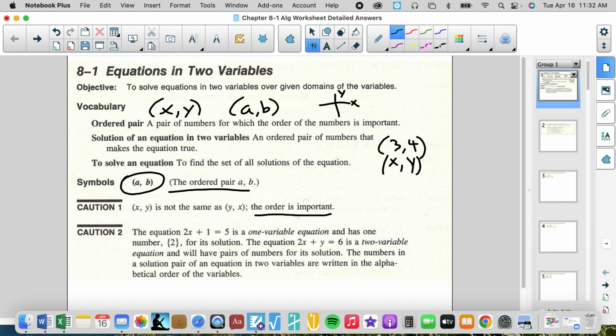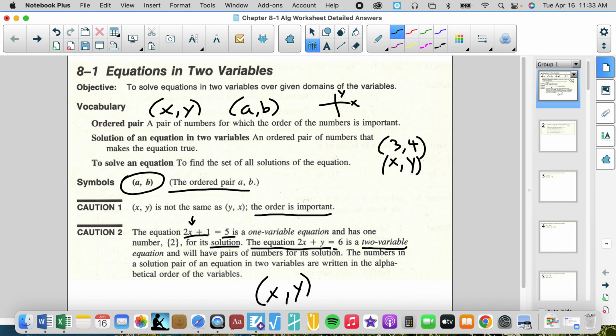And then caution number 2: the equation 2x plus 1 equals 5 is a one variable equation and has one number, 2, for its solution. 2 is the only value that goes in for x to make the left side equal to the right, which would be considered a solution. The equation 2x plus y equals 6 has two variables and will have lots of different solutions. The numbers of the solution pair of an equation in two variables are written in the alphabetical order of the variables. So again, we would write it x comma y.